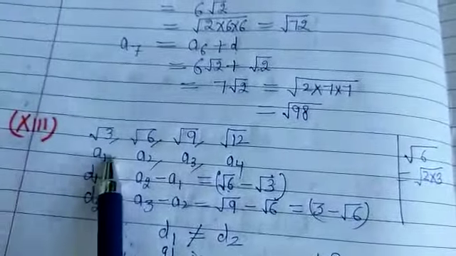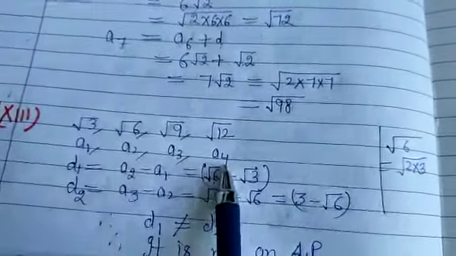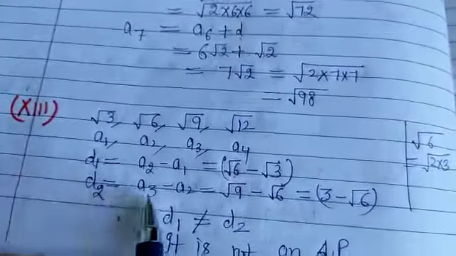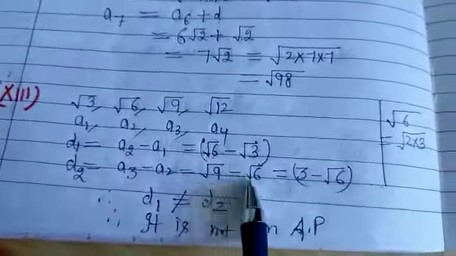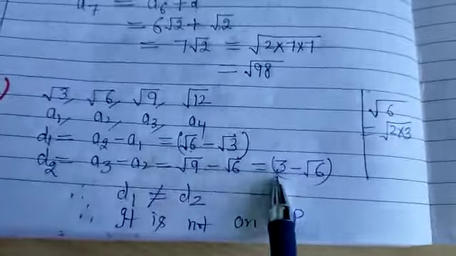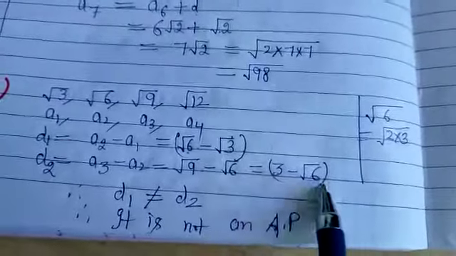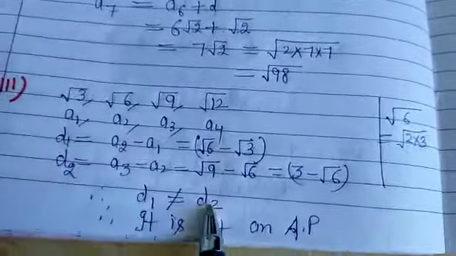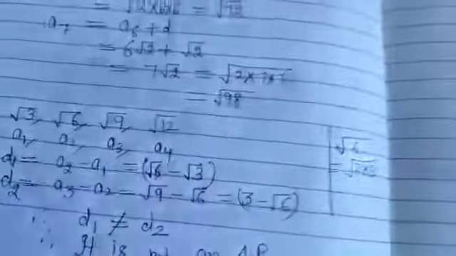The next is the 8th part: under root 3, under root 6, under root 9, under root 12. So all the 4 terms, these are A1, A2, A3, A4. The difference is A2 minus A1, under root 6 minus under root 3. Second time, A3 minus A2, under root 9 minus under root 6. Under root 9 I can write 3. So it is coming 3 minus root 6. You see the difference, D1 and D2 are not the same here, therefore it is not an AP.